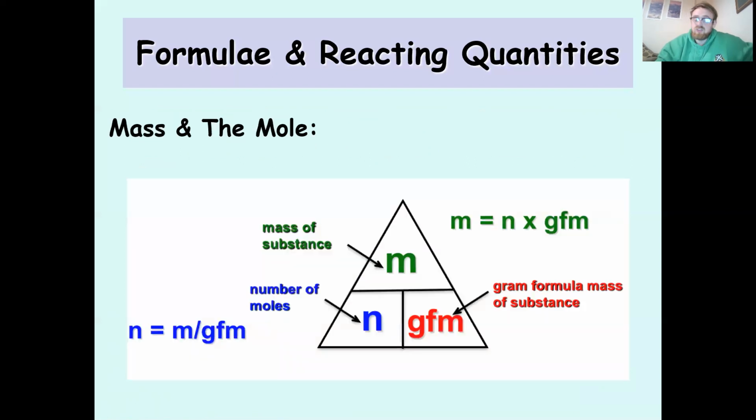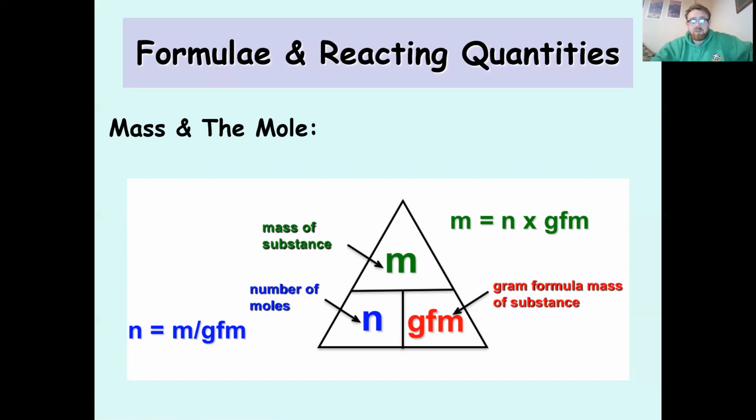What you can then do is use this triangle to work out the mass of a substance or the number of moles that you have using the GFM. Either way, cover up the one that you're trying to work out. So if you're working out the mass of a substance and you know the number of moles and you know the gram formula mass, cover up N. I literally just tried to cover up the screen there. None of you saw that. Ignore it. Cover up N and it gives you N times GFM.